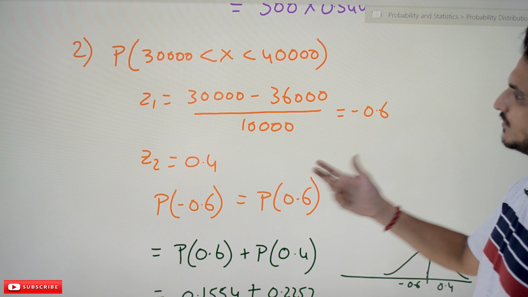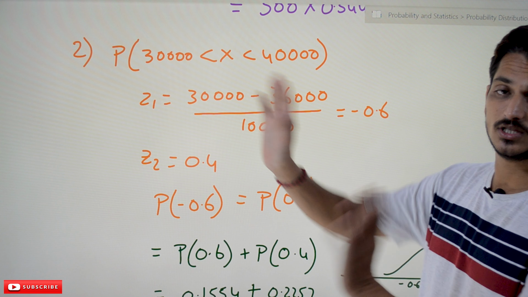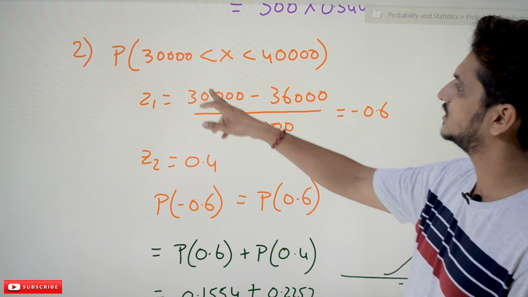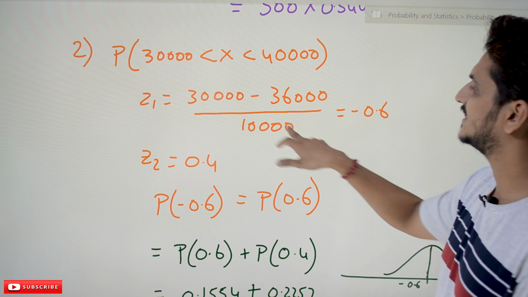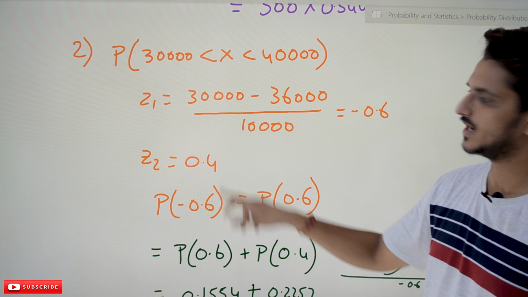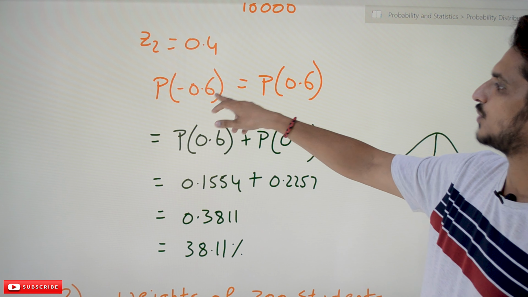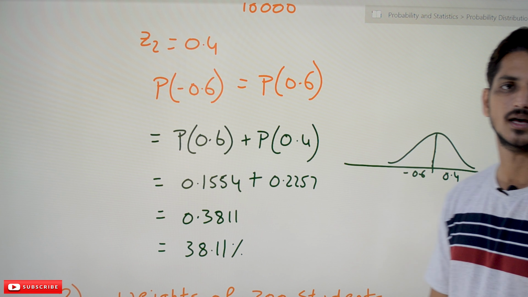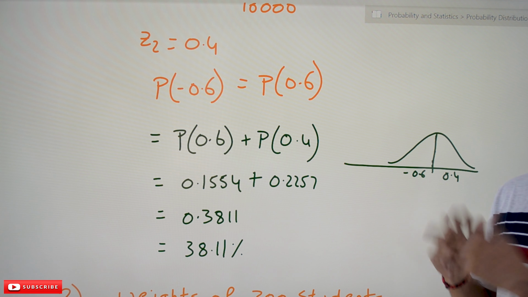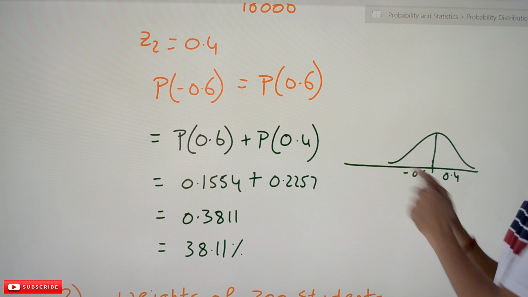Second question is very simple. From now it's very simple. Probability of 30,000 less than x less than 40,000. Convert this into the standard normal random variable. Z1 is 30,000 minus 36,000 by 10,000, which is minus 0.6. And Z2 we already calculated above, 0.4 for 40,000. So the probability of minus 0.6 is equal to the probability of 0.6. Minus 0.6 means this side, both sides are equal, symmetric in shape. That's why the probability from 0 to 0.6 is equal to the probability from 0 to minus 0.6.